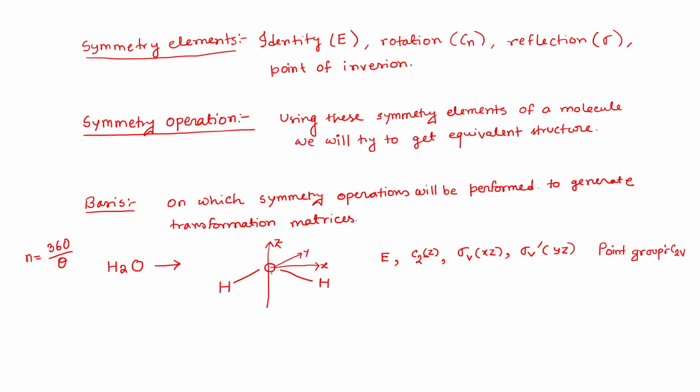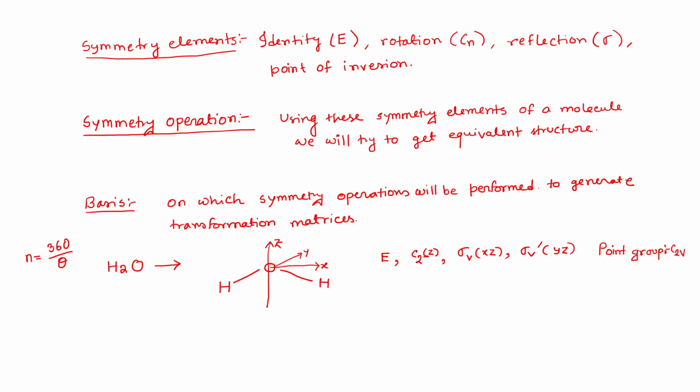So if right now we are rotating it by 180 degrees, that means it is C2 symmetric and we are going to get an equivalent structure. Okay. So similarly with sigma v xz and sigma v dash yz, we are going to get the molecule back. That is why upon these symmetry operations, we are going to get an equivalent water molecule. So these are called symmetry elements and symmetry operations, right?